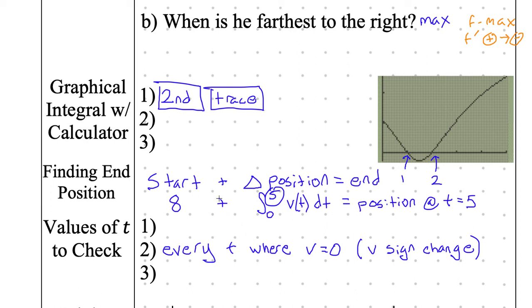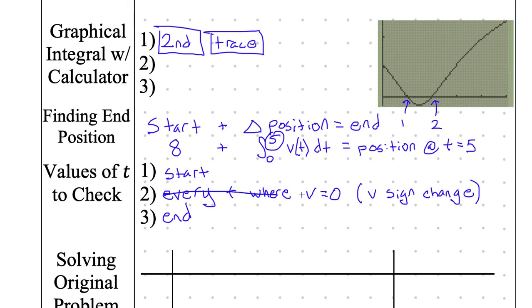But there's these weird things that can happen at the start and the end. At your start and your end value, you could have your answer there. So we're always going to check the start, always going to check your end, and you're going to check your relative extremum. So I could totally cross this thing out and say relative extremum, but that's where you're having a V sign change. So I'll say relative extremum to have it in the notes.